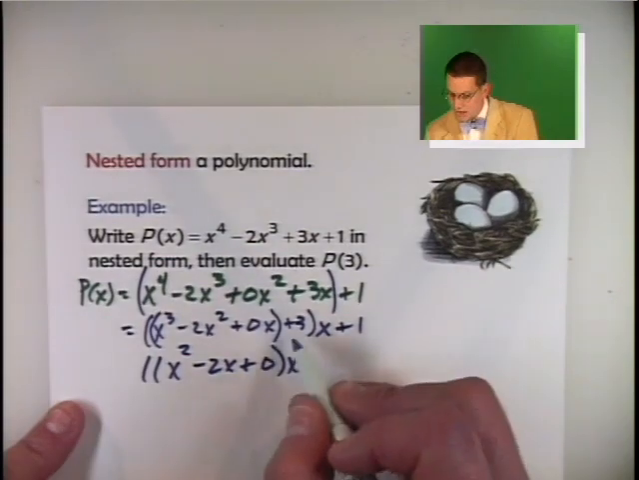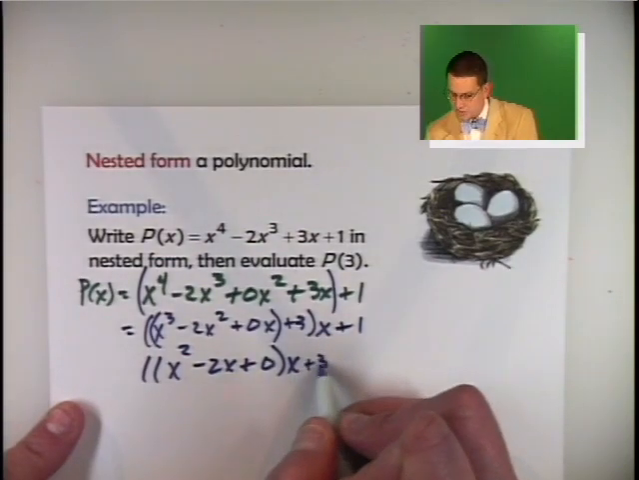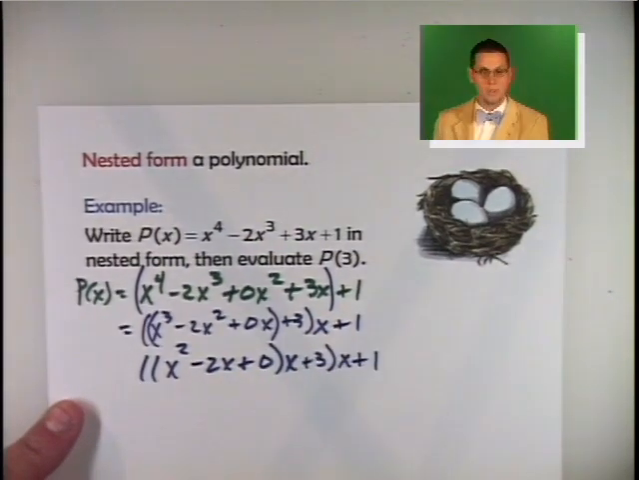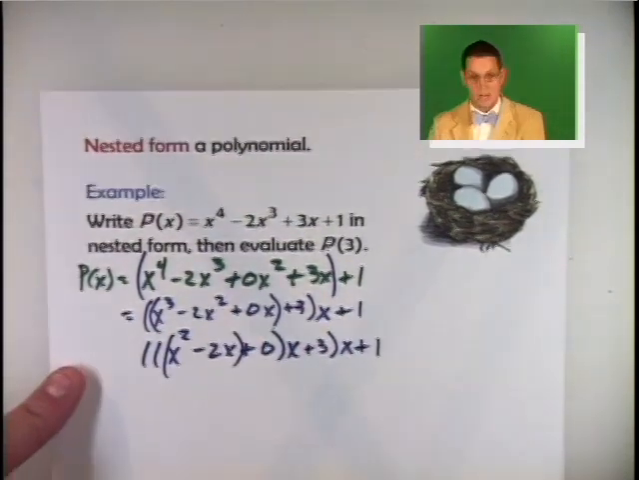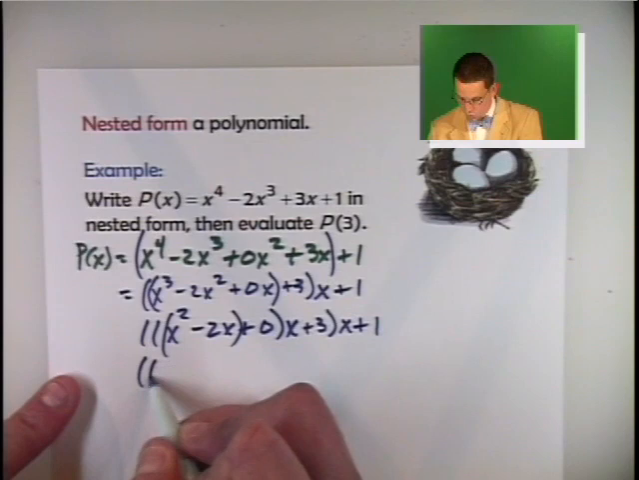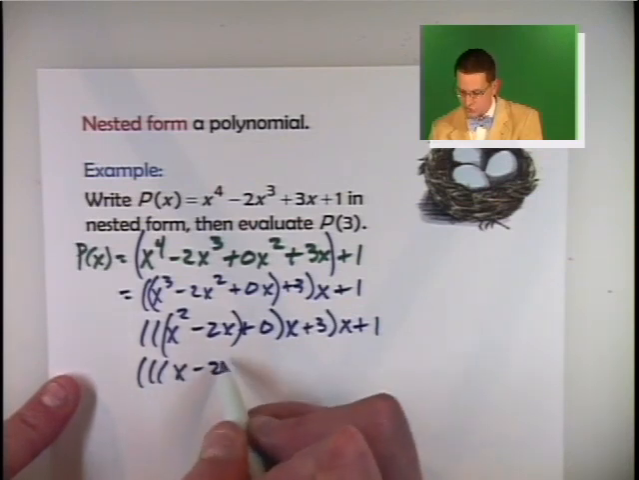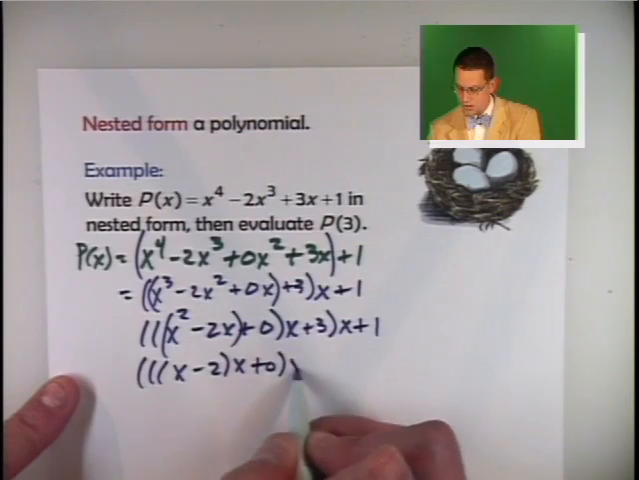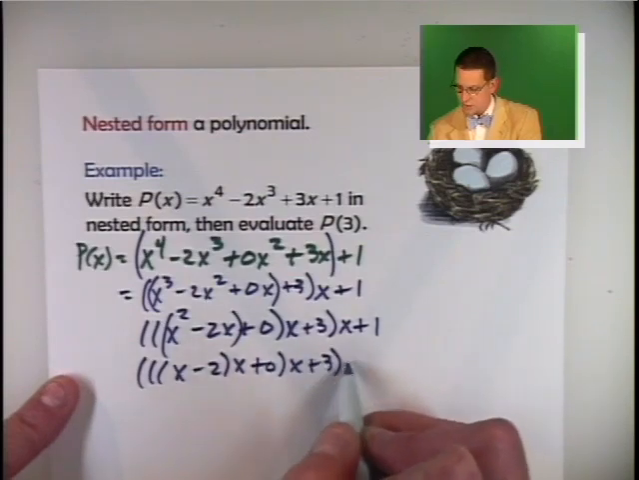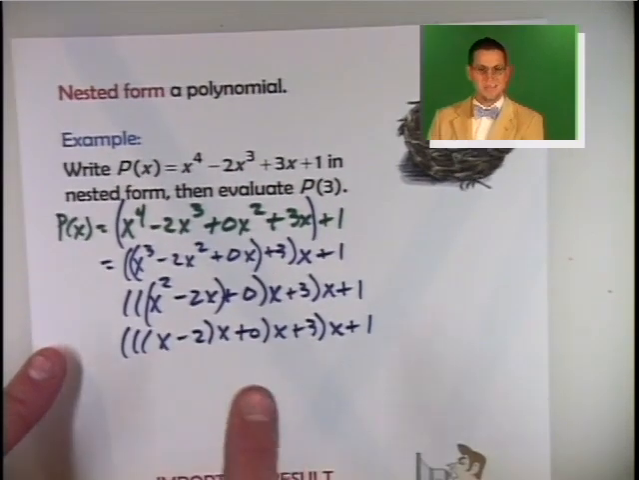Okay, so there it is. And then everything else still stays the same. I still have plus 3 plus 1. And I'm going to keep that process going. Now I have to group these two together, and I'm going to factor out an x. So I have open, open, open, x minus 2, and then I have the x that I factored out, and then everything else, the plus 0 times x plus 3 times x plus 1. This is called nested form.